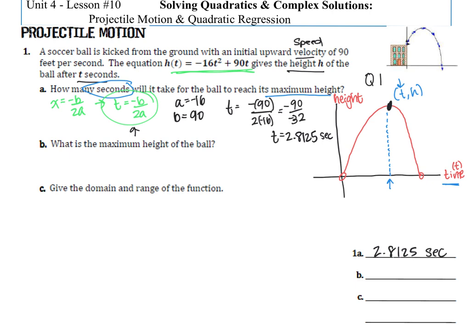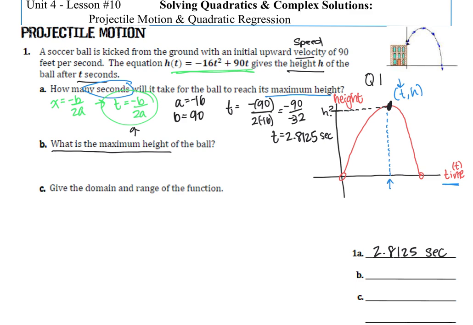Now let's look at B. It says, what is the maximum height of the ball? So we know this is the time the ball was at its highest point, but what was that highest point? And so we're wanting to know, what is that H measurement here? So basically we're solving for Y. So let's think about it.